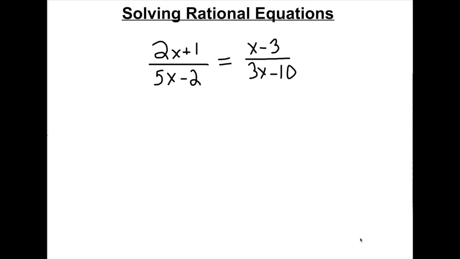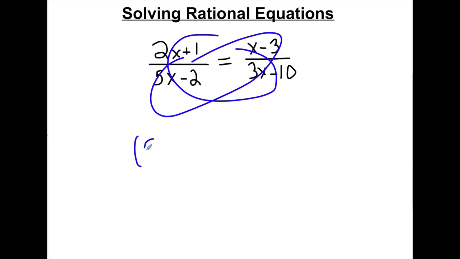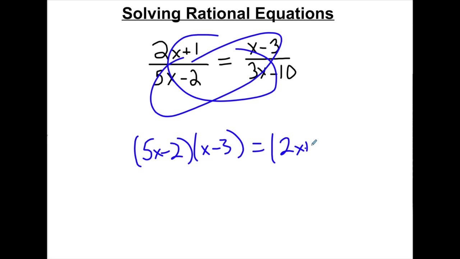Now, some of you might be thinking, Mr. Murray, why don't I use cross multiplication? I wouldn't rule it out. If you use cross multiplication at this juncture, in theory, it could work. So you could do 5x minus 2 times x minus 3 equals 2x plus 1 times 3x minus 10. And I don't disagree with you that this is valid. The question is, how would you even solve this? Well, you'd have to expand out each side, get one side equal to 0, and then use a method to solve from there, whether that be the quadratic formula or factoring.